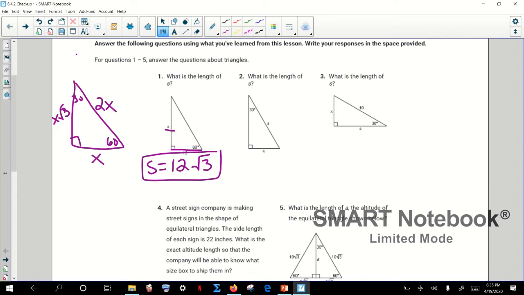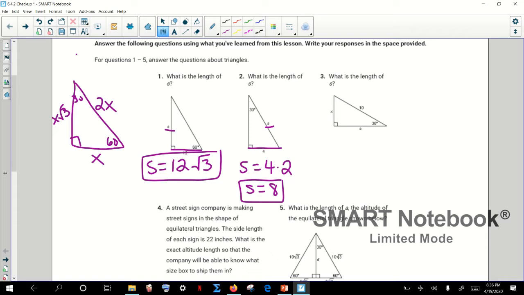Alright, so number 2, across from the 30-degree angle is my short side, so that means 4 is my short side. And in this case, I want to find the hypotenuse, which is S. So if I look at my model triangle on the left, how do I get from the short side to the hypotenuse? I multiply by 2. So I'm going to take the short side, which is 4, times 2. So that means S is equal to 8.